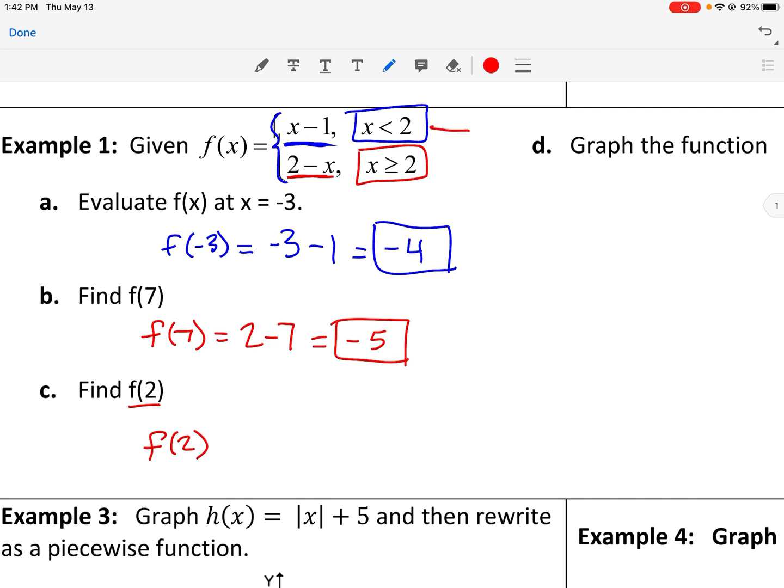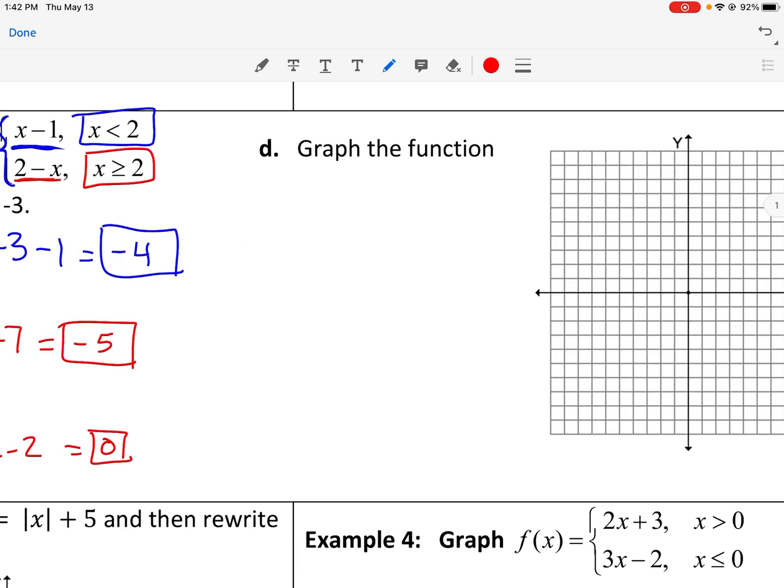The last one, f of 2, so we look to see, okay, 2, does that fit into this top piece or the bottom piece? And since this one has the equal to sign right here, it has to fit into that bottom piece. So this is just less than 2, but this is greater than or equal to 2. So it fits into the bottom, so 2 minus 2, which is 0.